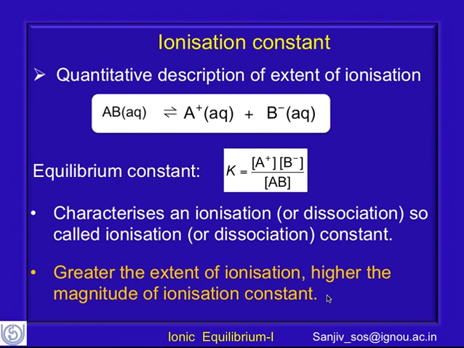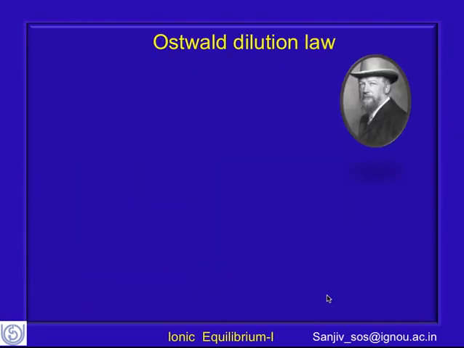If the ionization constant value is large, that means there is more ionization. Or if there is more ionization, the value of the ionization constant will be more. Okay, let's go ahead and now look at what is Ostwald's dilution law.